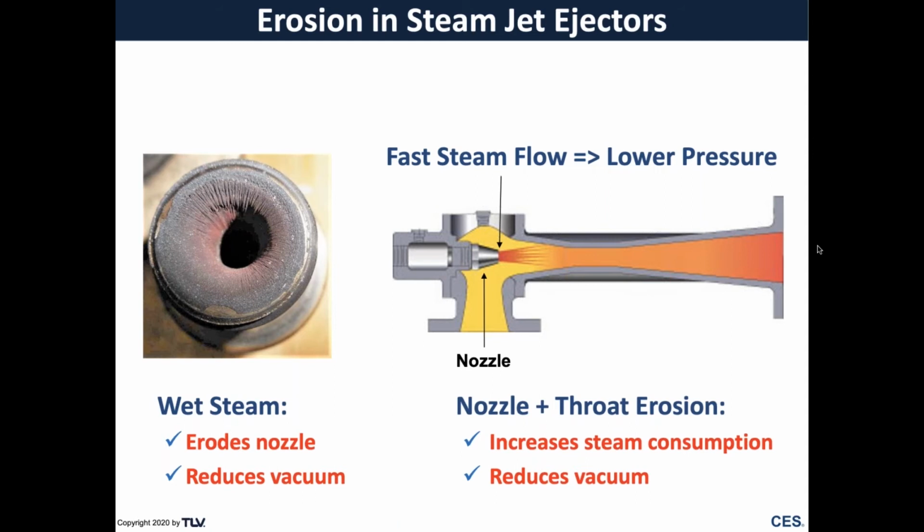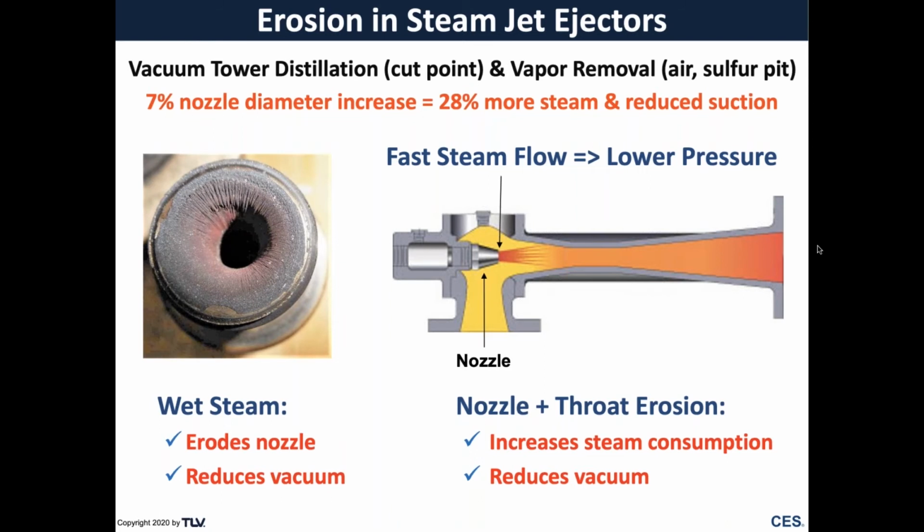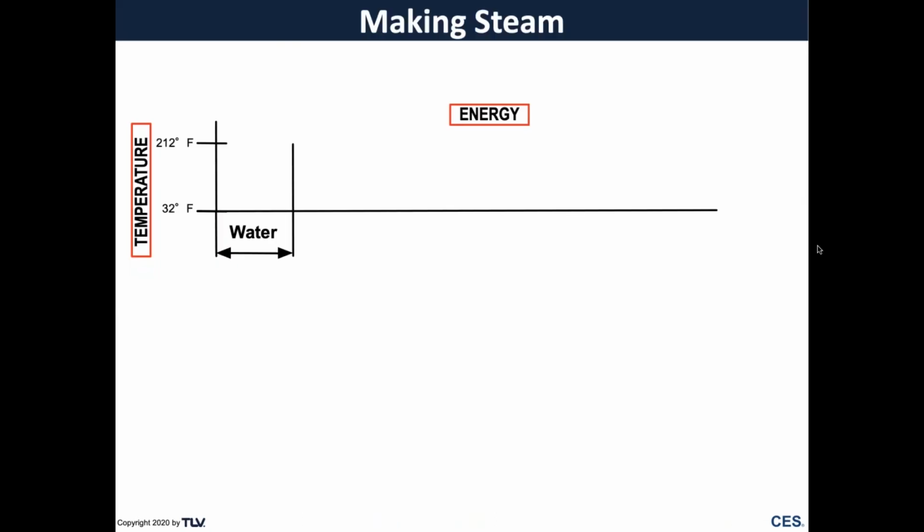And you want to know, well, how much? Well, here you go. A 7% nozzle diameter increase from erosion requires 28% more steam and it reduces the suction at the same time. So you're paying more and you're getting less of a benefit because you got wet steam on the ejectors. Doesn't it make more sense to make sure that you really optimize the steam quality going to those jet ejectors? It'll improve cut points or vapor removal, and that's going to make your operations optimized, or certainly support optimized operations.